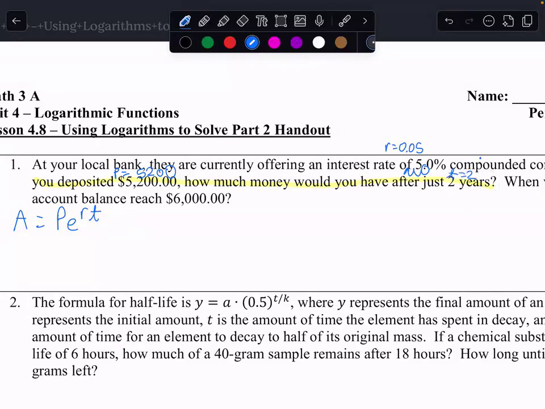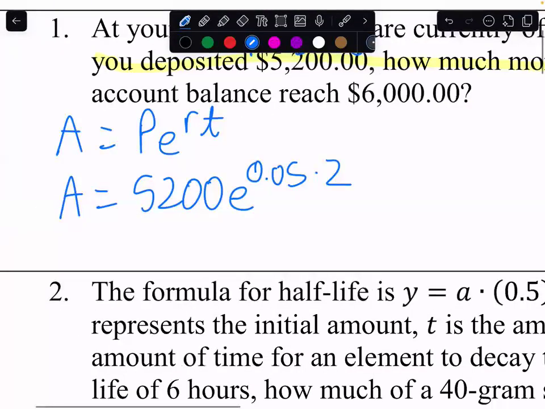Okay, so let's go ahead and substitute those values in. We don't know capital A, which remember is the balance or the ending amount. But we've got P is 5,200. e is not a variable, it's Euler's number. It's always worth the same. And r is 0.05 times t is 2. Okay, so the variable is already by itself, right? So all we need to do is simplify the right side.